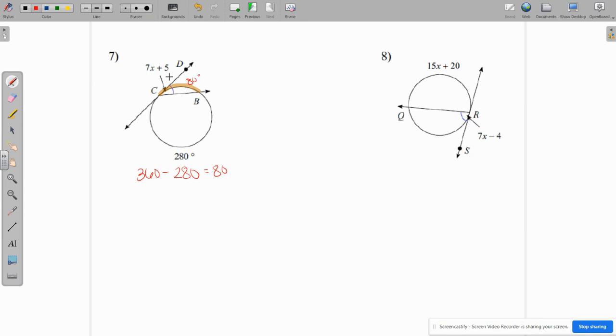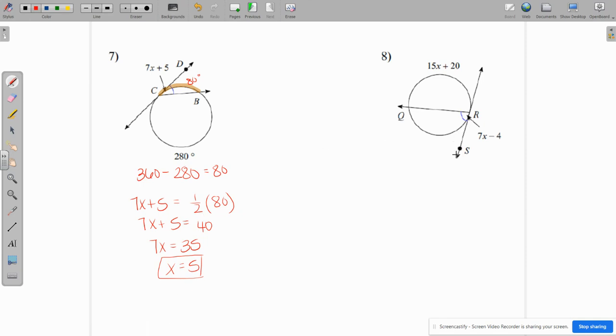So what we know then is that this angle here is equal to half of this arc measure. So 7x plus 5 is equal to half the measure of the arc, 80 degrees. So 7x plus 5 is equivalent to 40 degrees. Taking away 5, we would get 7x equals 35, and therefore x equals 5.